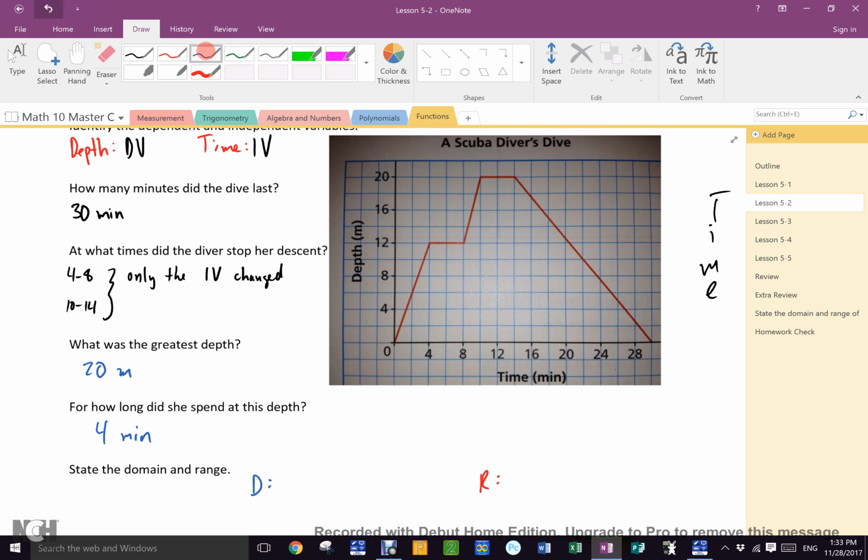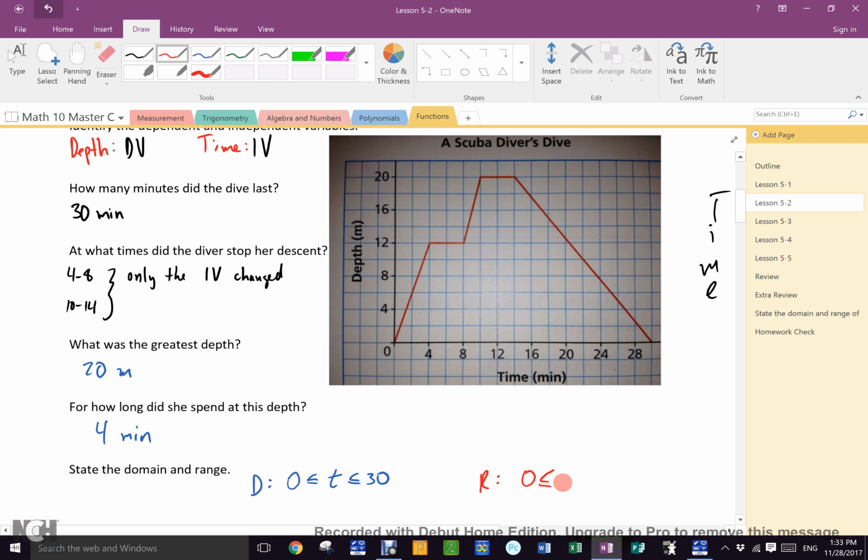Would anyone like to volunteer their answer? Yes? 0 to 30. Excellent. What goes in the middle? X? Minutes or time. T for time. Nice, because the domain here is not x's. These are not x values. They are values of time. Lovely. What is the range?